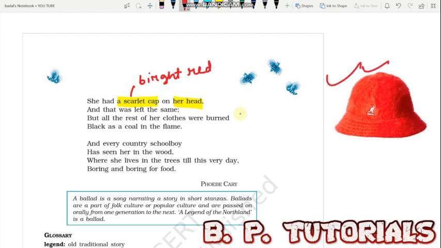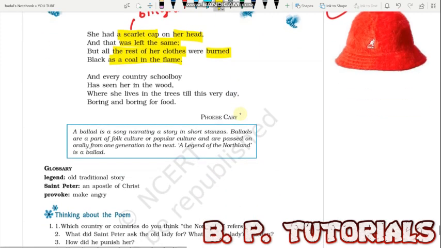Here it is, the picture you can see. She had a scarlet cap on her head, and that was left the same. She turned out to be a woodpecker while she went through the chimney, but there was a cap still intact on her head, although she was a bird now. But all the rest of her clothes were burned, black as a coal in the flame. All other clothes that she had been putting on, as she went through the chimney, got burned, and those turned out to be black as a coal.